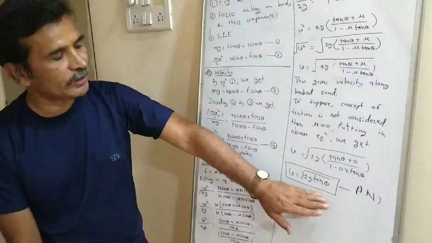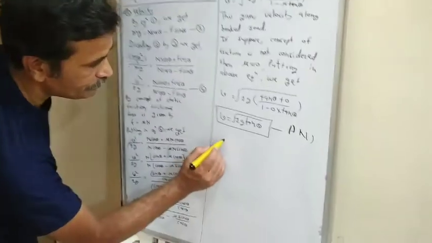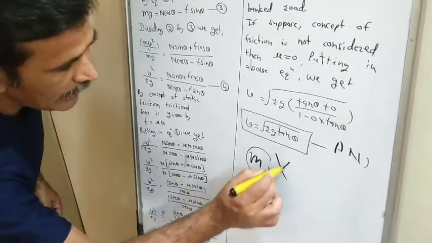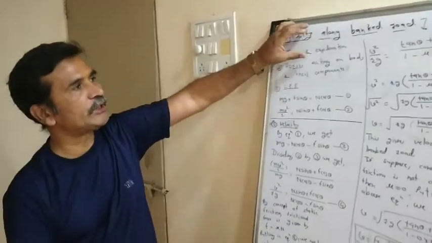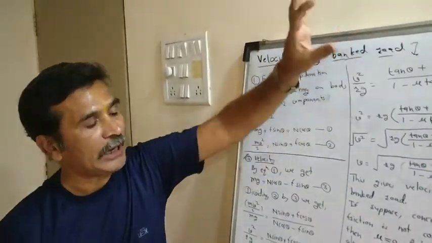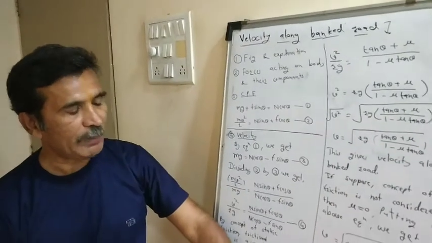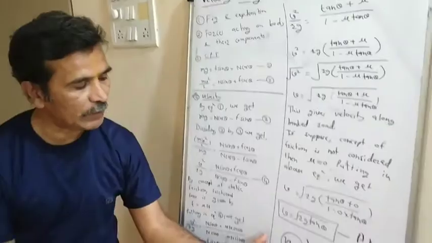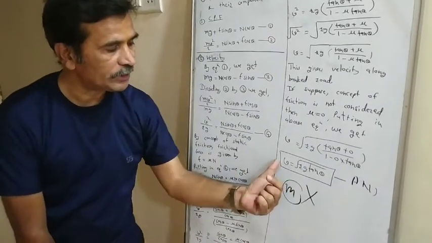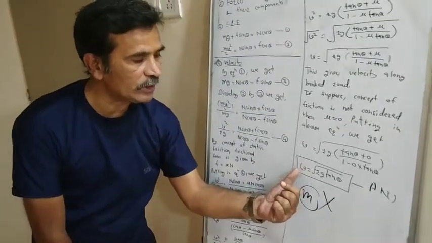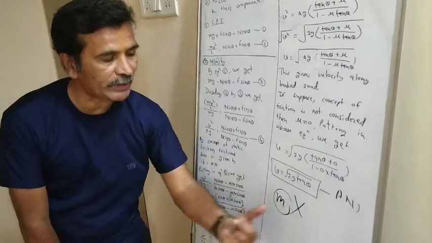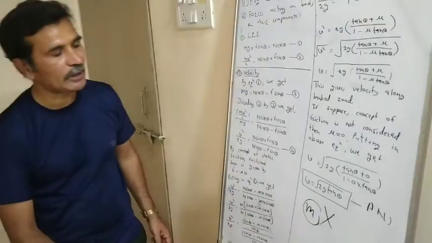What do you observe here? In this typical equation, the concept of M does not exist. In an exam, a question can be asked: obtain expression for velocity along bank road and show that it is independent of mass. So here we can mention it. This formula does not contain the concept of mass. So we can say that this velocity along bank road does not depend upon mass.